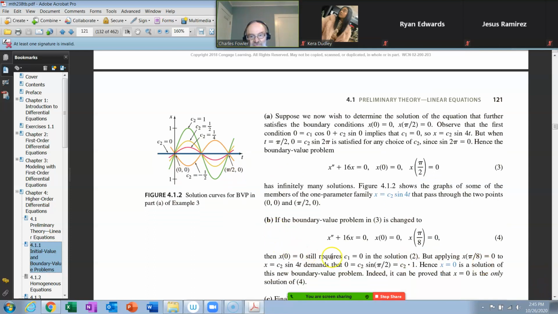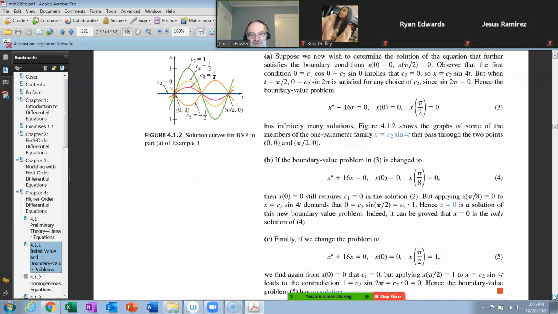This one still requires C1 to be 0, but when you apply x at t equal to pi eighths to be 0, that demands that 0 is equal to C2 times sine of pi halves. Well, sine of pi halves is 1. So C2 has to be 0. So your trivial solution, x equals 0, is the one and only solution to that boundary value problem. One and only one solution, x equals 0.